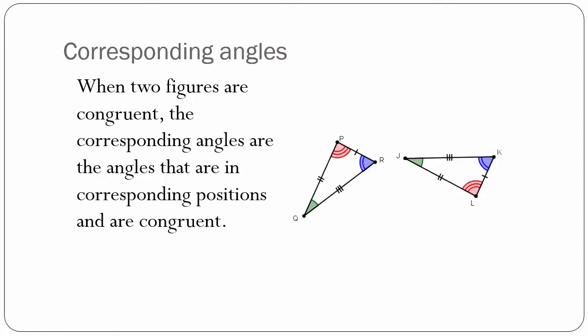angles. The blue angles are congruent over here because they have two arcs and they're the same color. And the red angles are congruent to each other because they have three arcs and they're the same color.